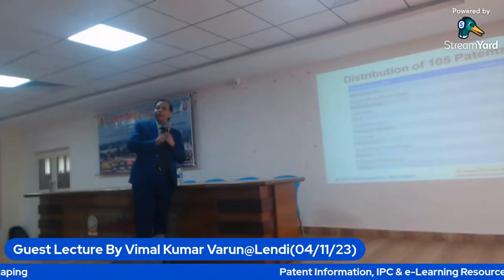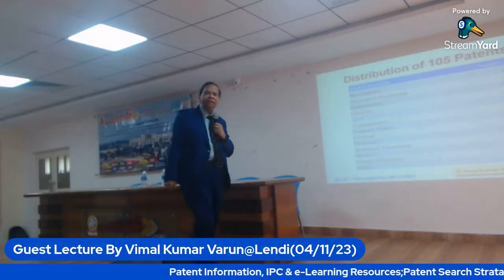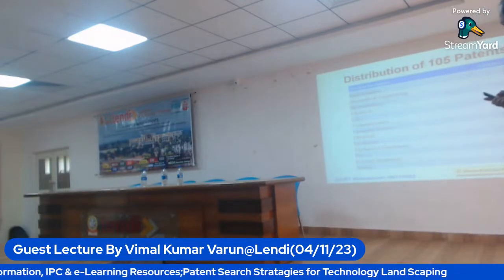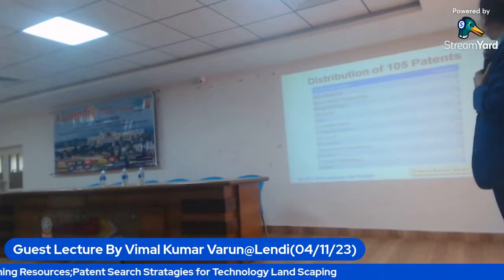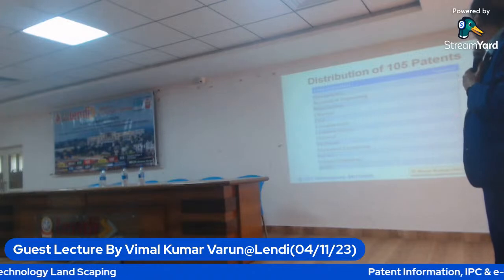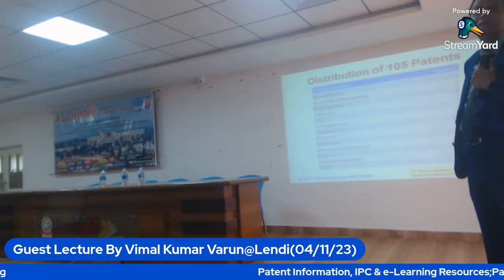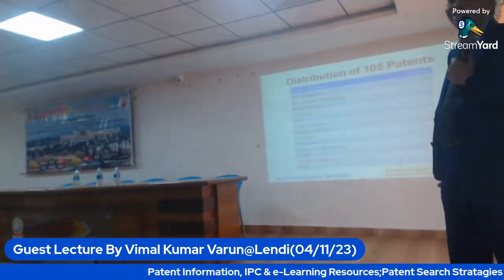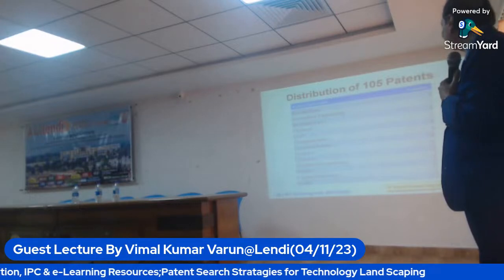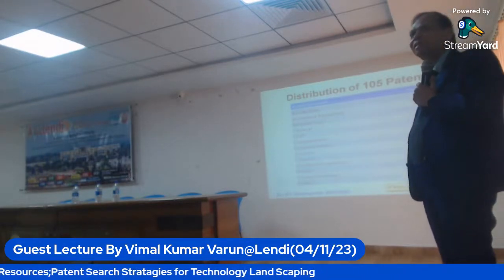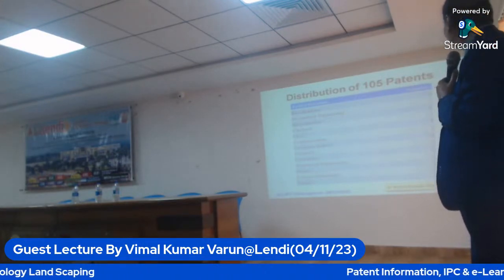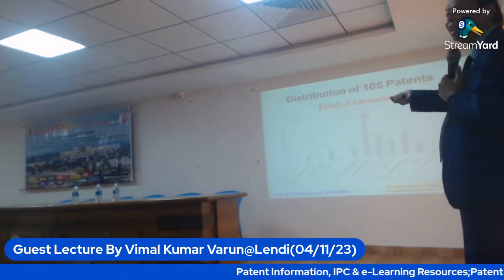Okay. Now from here, what do you conclude? The computer science department has filed 32 patents out of 105. Okay. This is another way of representation.